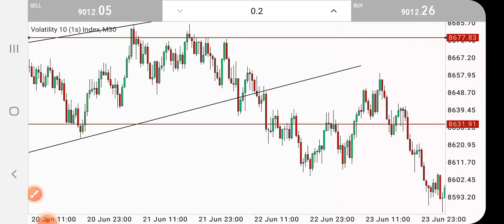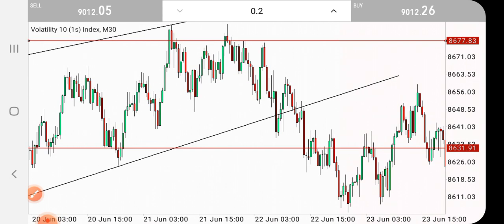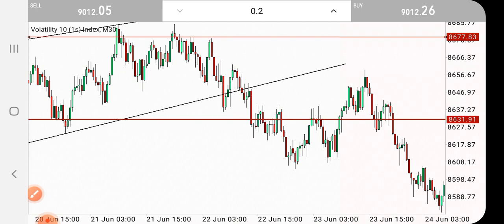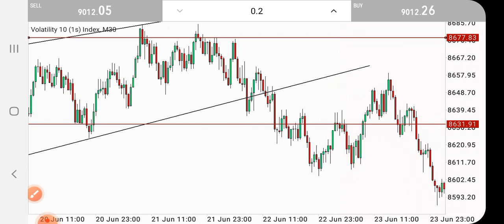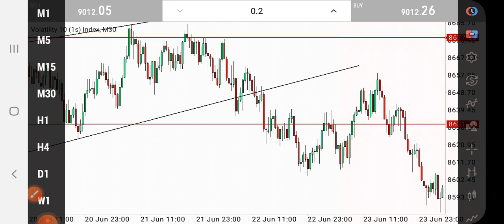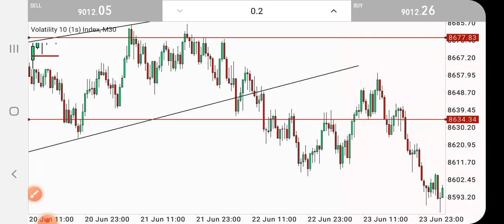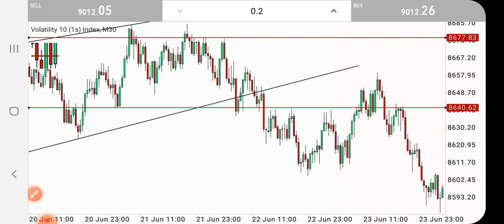You can just do that by trailing your stop loss. Every time the market moves a few pips, you just come there. After breaking this point, you come and place your stop loss. You drag your stop loss and trail it to the next break even. Like from here, you just put your stop loss above this higher low.